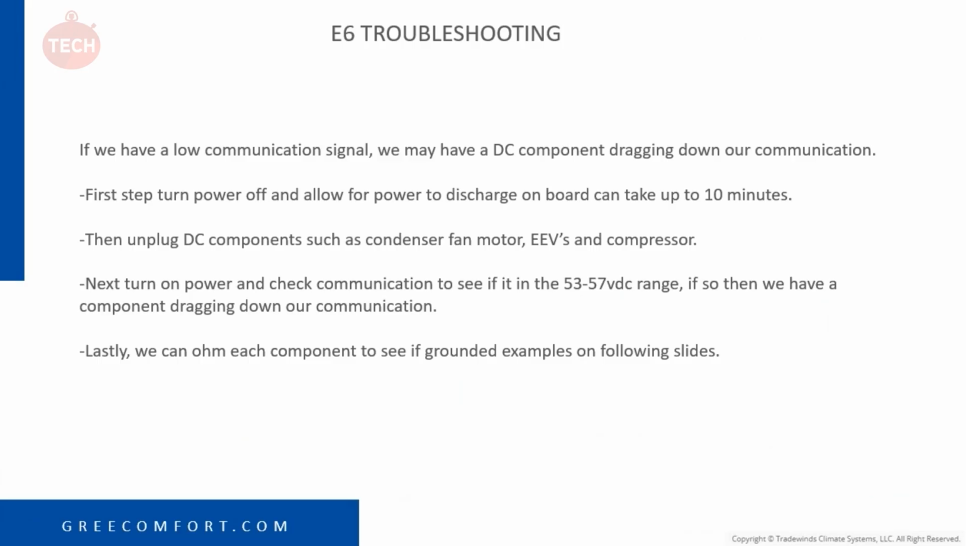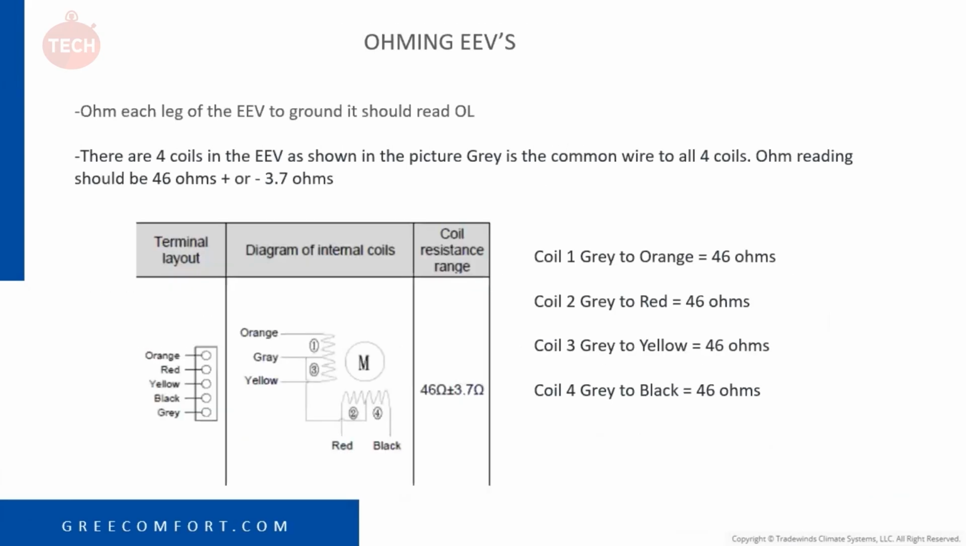And then we know, hey, we've got something dragging down our communication, what is it? So lastly, we can ohm each component to ground. We'll get into that on the following slides. So this would be ohming the EEV. We have a good picture here. Gray is our common. When you're ohming the EEV windings themselves, you're going to go from gray to each color.